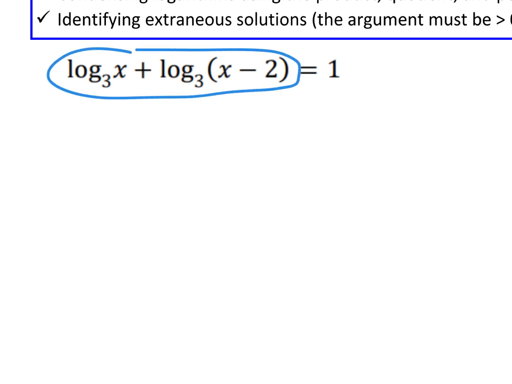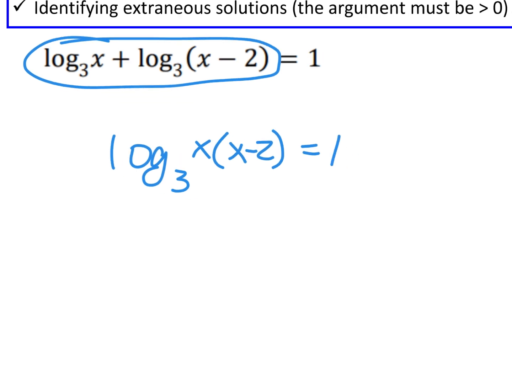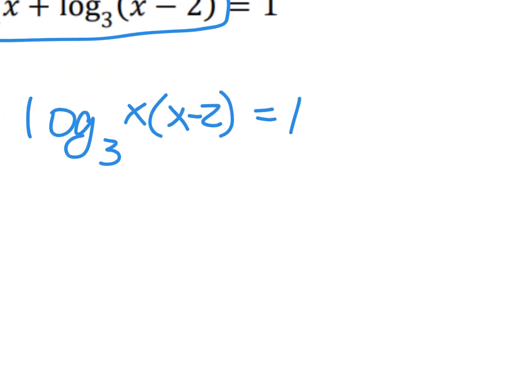These two condensed together. Riker, what did you get? Log base 3, x times x minus 2. Yep. Now, if there was logs on both sides, we could just ignore them, but there isn't logs on both sides.